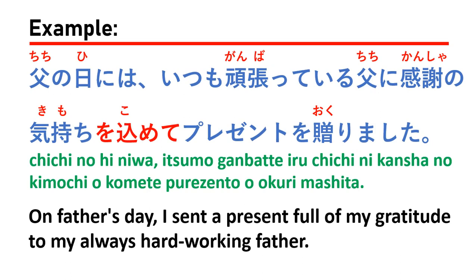Right. In this sentence, you will see what noun they use. They use the noun with komete, which is kansha no kimochi. Kansha no kimochi means the good wish or the thanks of wish. Kansha means thanks, thank you. Kimochi means your feeling. So it means thanks from your feeling, right?